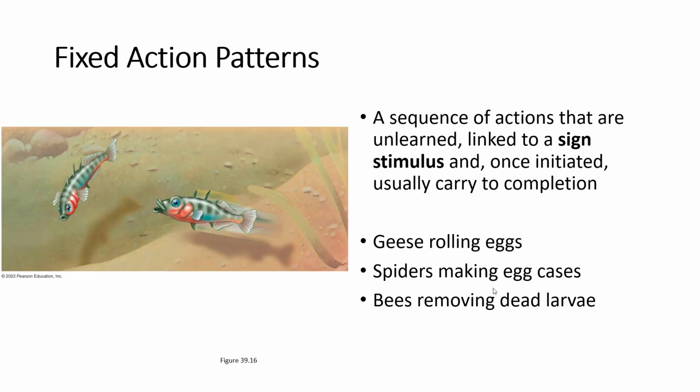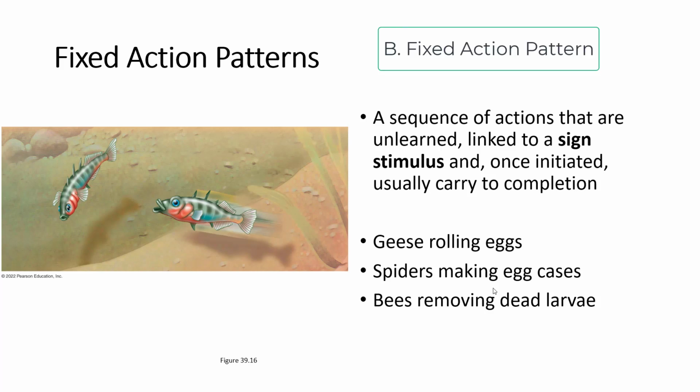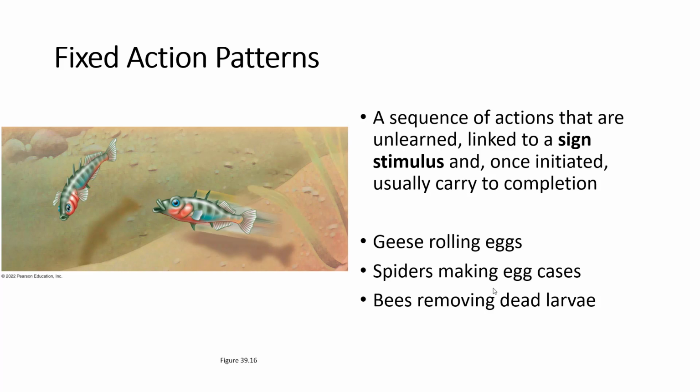One type of innate behavior is a fixed action pattern, or FAP. This is a sequence of actions that are unlearned, and they're linked to a sign stimulus. Once initiated, they usually keep on going until there's some sort of completion. One example of this is if a stickleback sees another fish with a red belly, it will start an aggressive chase response against the other fish with the red belly until the other fish is gone.